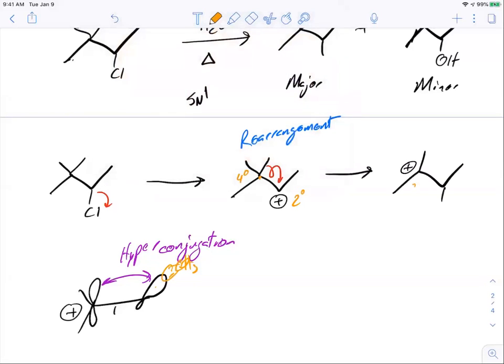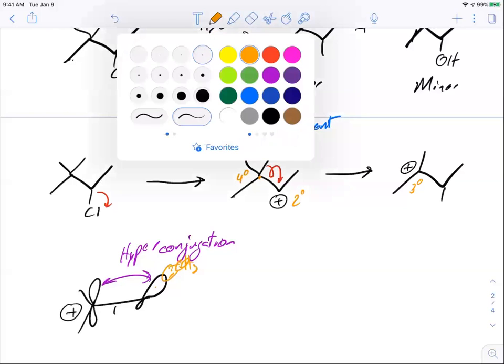And here we can see that we've now gone to a tertiary. So I've moved one of those methyl groups over to the carbocation to give me a tertiary carbocation. And which of the 2 carbocations is going to be more stable, the secondary carbocation or the tertiary carbocation? Tertiary.